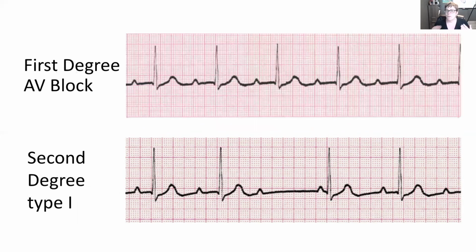So if we compare this to a first degree block, remember a first degree block will have a 1-to-1 conduction. Every signal sent from the SA node, while it takes a little longer, does go through. Second degree type 1, the signals sent from the SA node take a little longer each time, and then eventually one just doesn't go through.